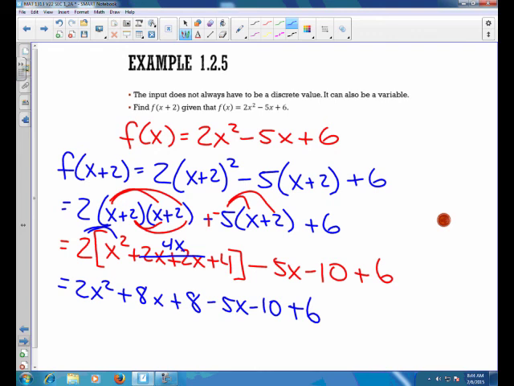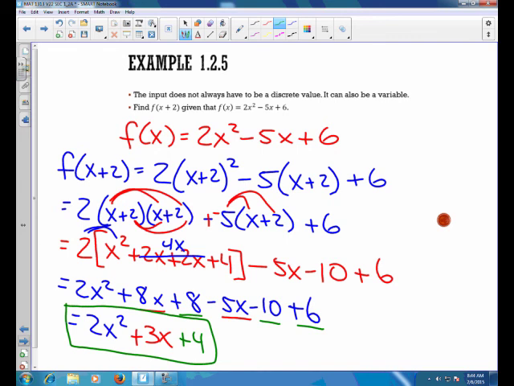And now we just want to add all of our like terms and simplify. So that's 2x squared. 8x minus 5x is plus 3x. And then 8 minus 10 plus 6. 8 minus 10 is negative 2. Plus 6 is positive 4. And that would be your answer.